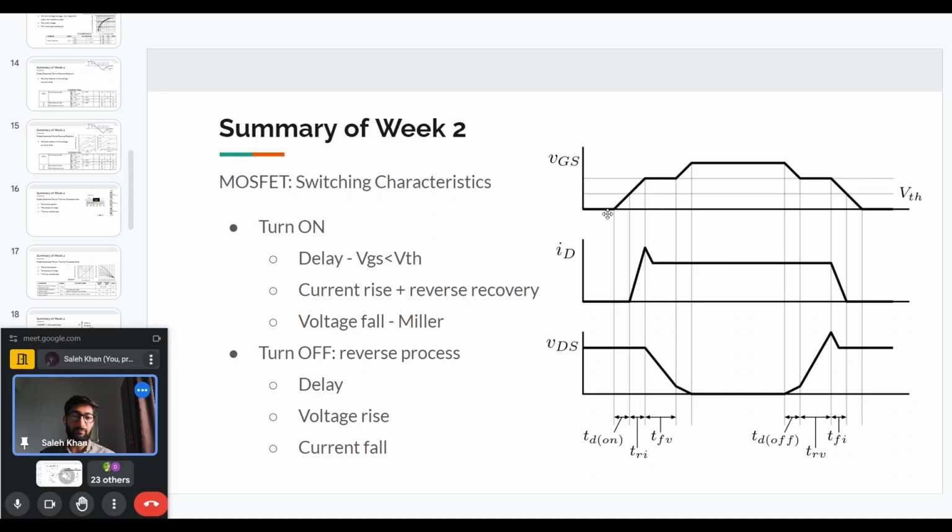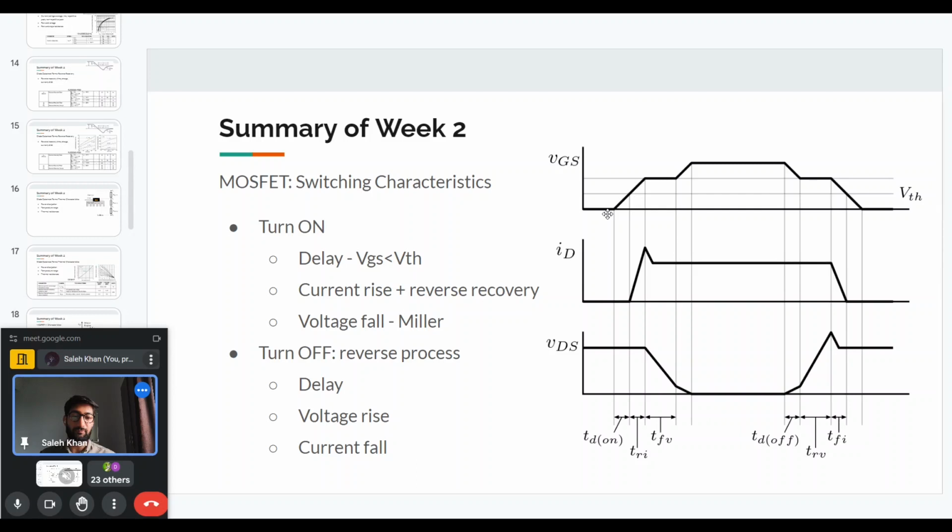Initially, the device is not carrying any drain current and it is blocking the full voltage that is applied across it. But once the gate source voltage crosses the threshold voltage, which is given in the data sheet, then the MOSFET will start conducting and the drain current will rise.